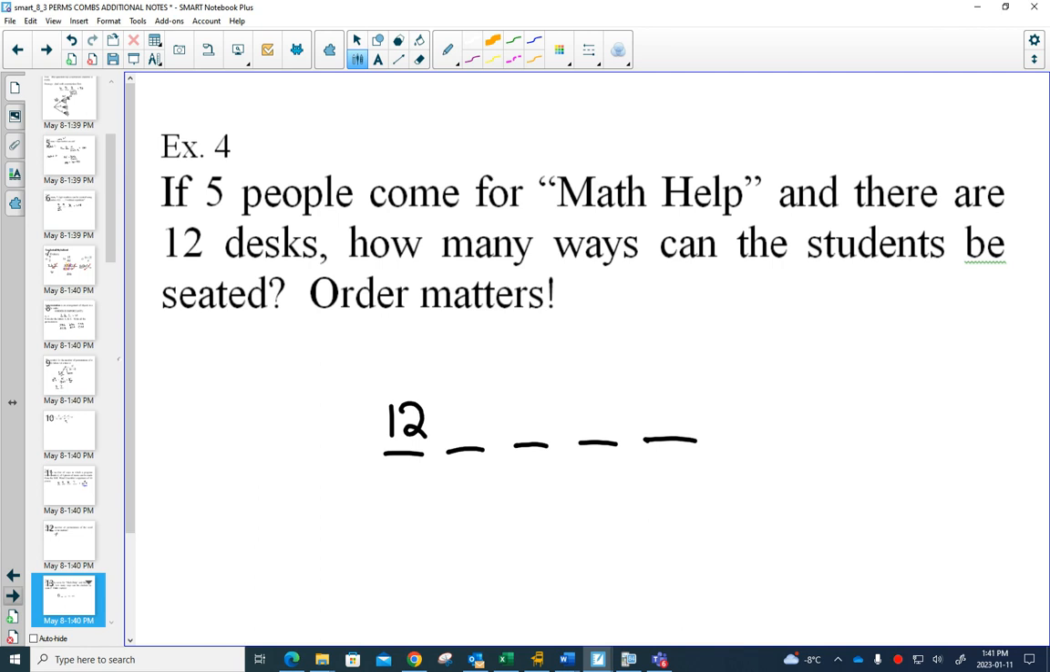How many choices for the next person? 11, right? Because it's very awkward. You come into math help and sit on somebody else's lap. Right? There's 11 other desks left, and you choose to come sit on my lap. That would be very weird. Okay, so 11, then 10, then 9, then 8. Which is the same as 12.